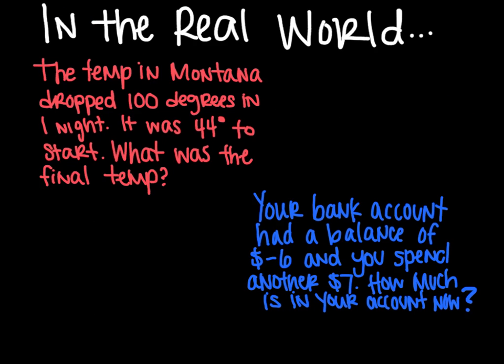All right, in the real world, where do we see subtracting of integers? First one in red, the temperature in Montana dropped 100 degrees in one night. It was 44 degrees to start. What is the final temperature after that drop?